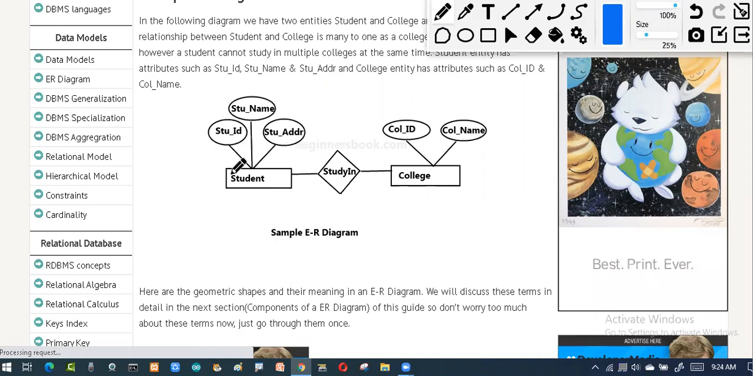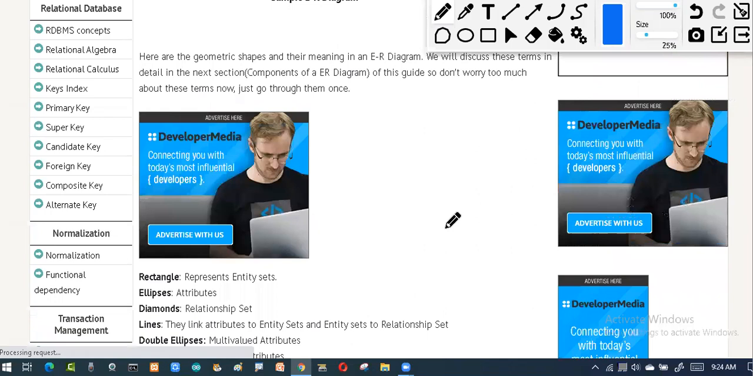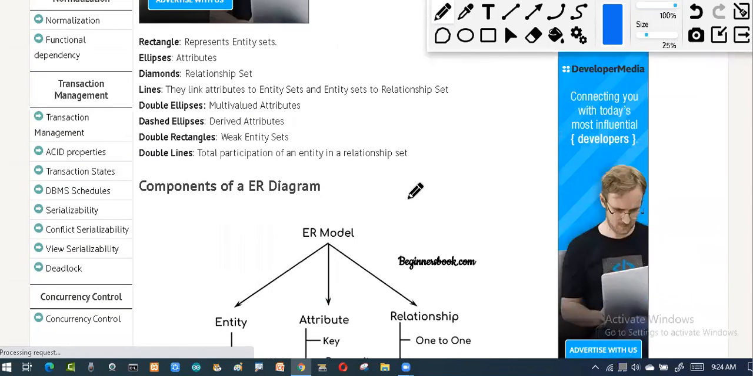Then we have a rectangle with a double line border, and we call that a weak entity. Now we'll see what these terminologies are, why we call that a weak entity, and why we call a few attributes key attribute, multivalued attribute, and derived attribute. We'll see them one by one. These are all what we call the components of an ER diagram.